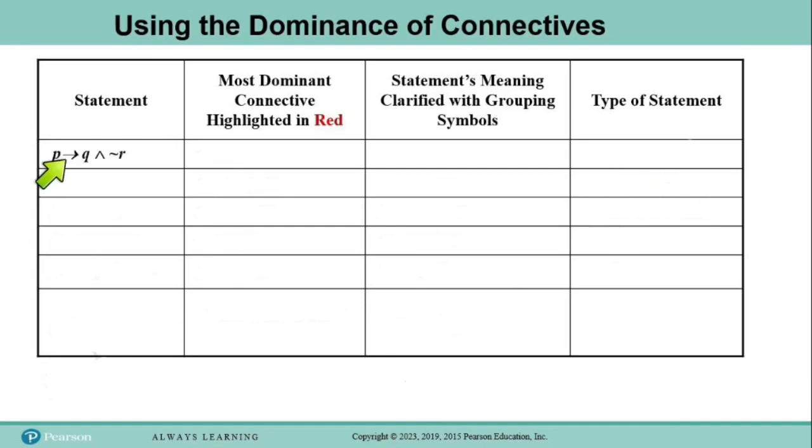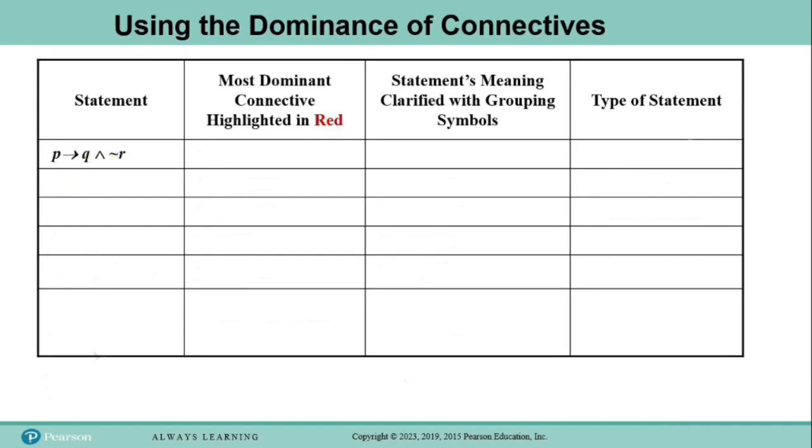So this first statement has a conditional in it. So it says if P, then Q, and not R. And notice there are no parentheses here. So what we have to do is figure out which connective is the most dominant, and then we'll group together everything that comes before it and everything that comes after it. So the connectives we've got here are the conditional, the conjunction, and the negation. Or we could say the if-then, the and, the not.